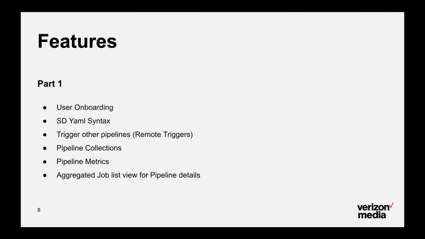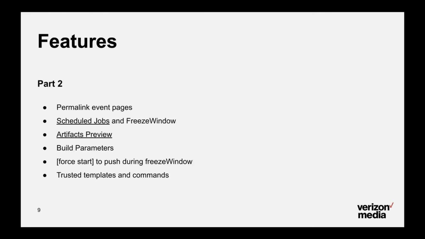In this session, I have covered how to leverage Screwdriver UI to use the following features, such as user onboarding, Screwdriver YAML syntax, trigger other pipelines, pipeline collection, pipeline matrix, job list view, sharing a permalink event, schedule jobs and freeze window, preview artifacts, build parameters, and use force start to push during freeze window, and trusted templates and commands.